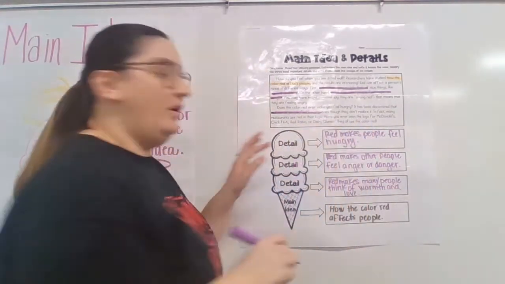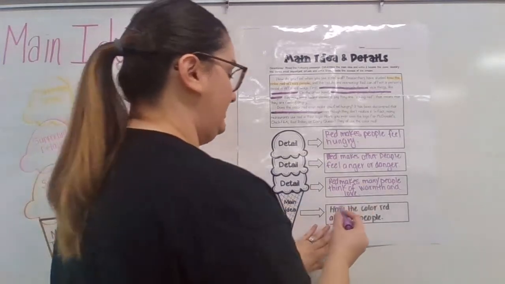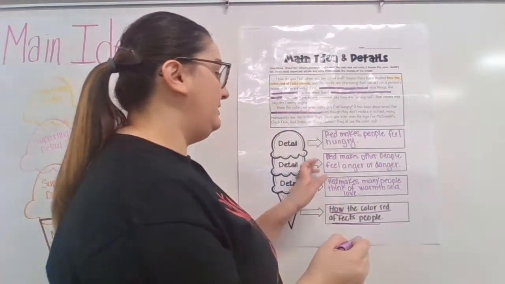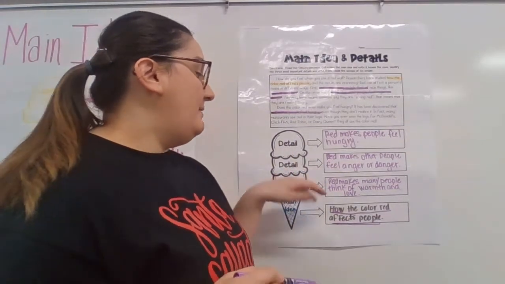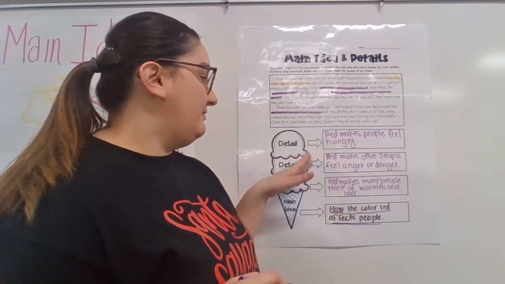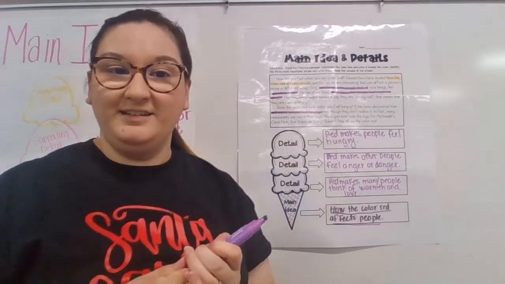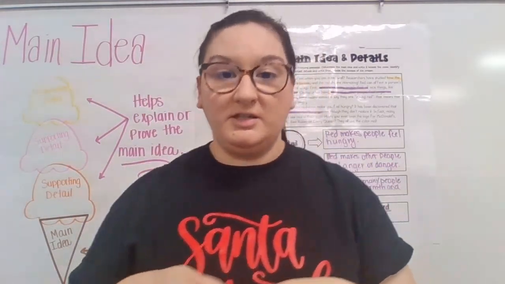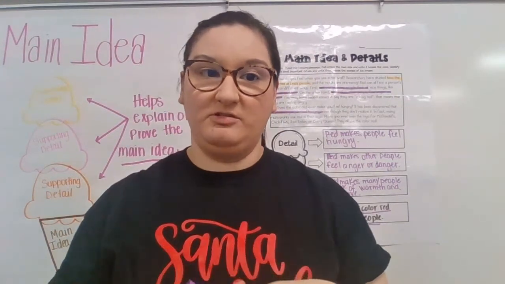All of our details support our main idea. Our main idea is how the color red affects people, and we have 3 different ways that it affects people. It makes them think of warmth and love, it makes them feel angry and danger, and then it makes them feel hungry. All right, guys, in the next video, you're going to be doing one with me, and then you will be doing one on your own. All right.